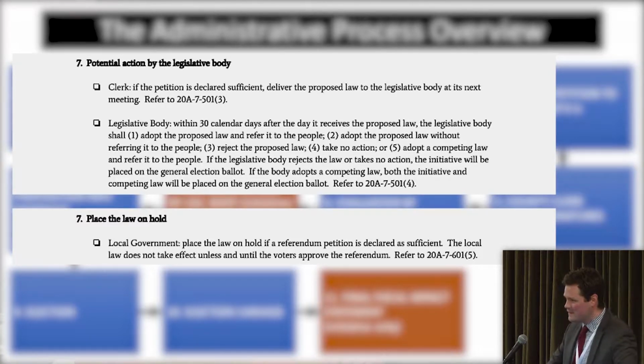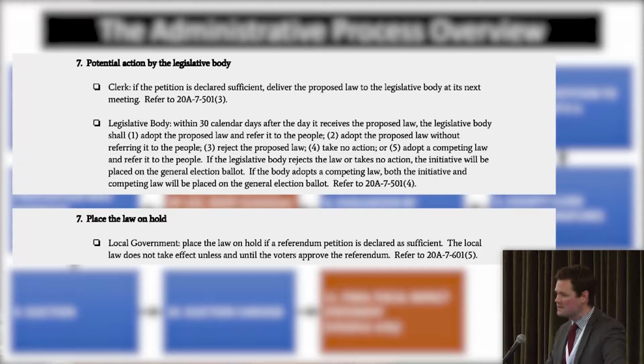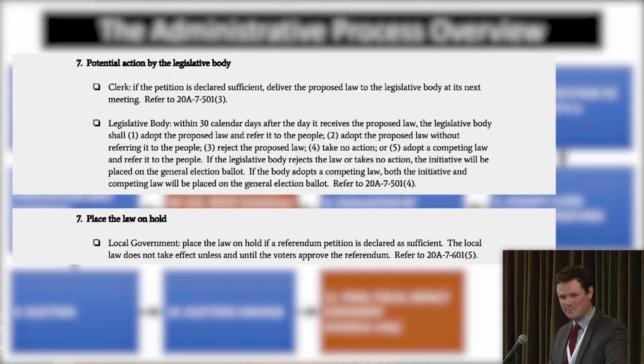This is where the initiative and referenda kind of diverge a little bit. The next step is a little bit different. So for initiatives, the clerk will take it to the local legislative body. And the local legislative body has a few options when they receive it, and they have 30 days to act or not to act. They can either adopt the law and not refer it to the people. They can adopt the law and still refer it to the people. They can reject the law and it still goes on the ballot, or they can take no action. Another thing they can do is adopt a competing law and put it on the ballot as well.